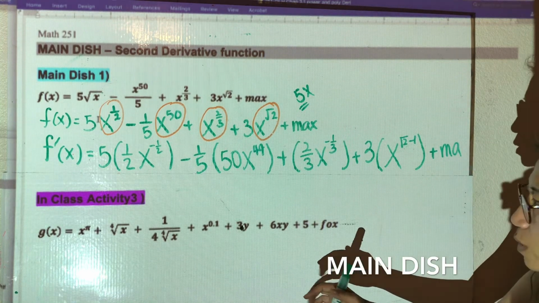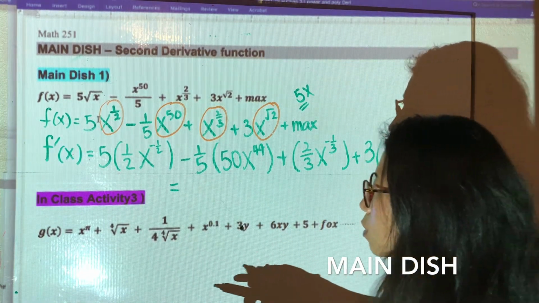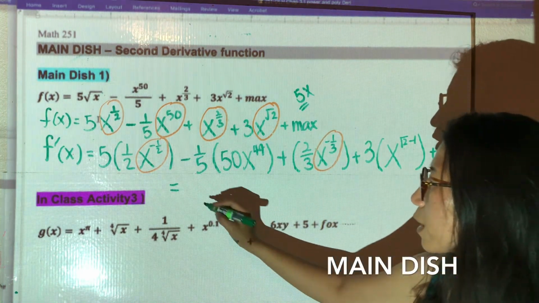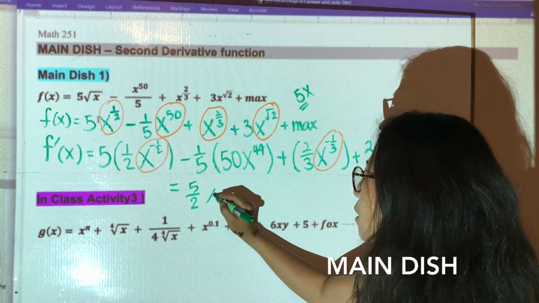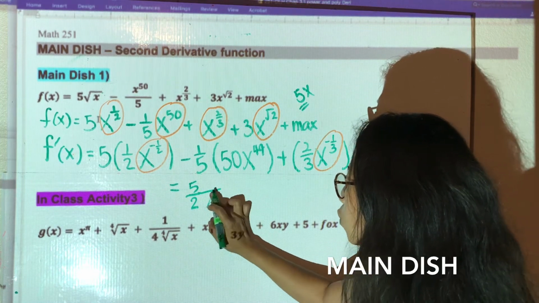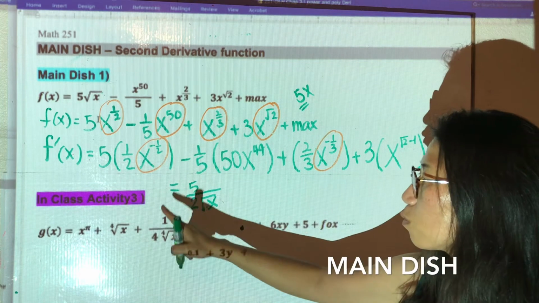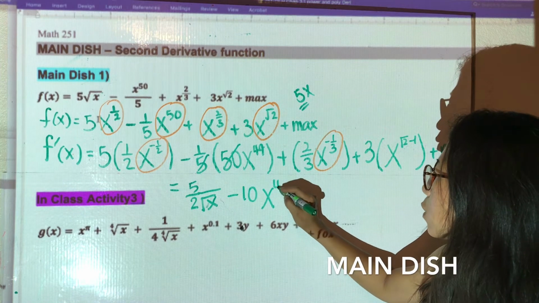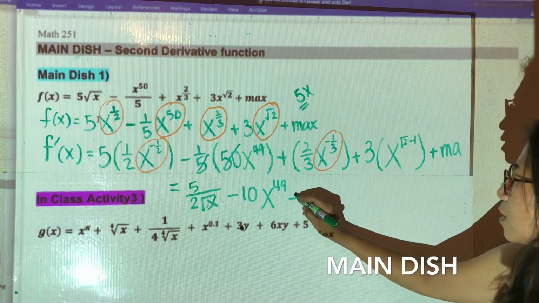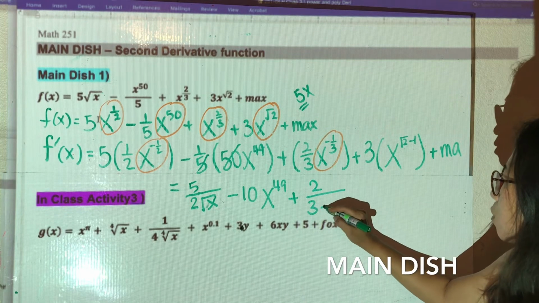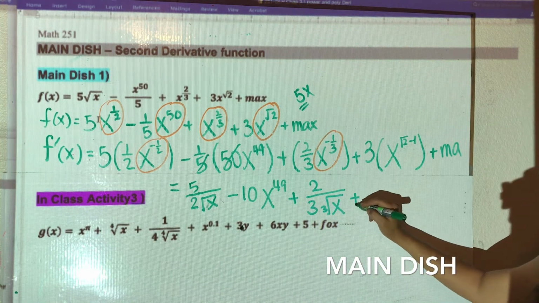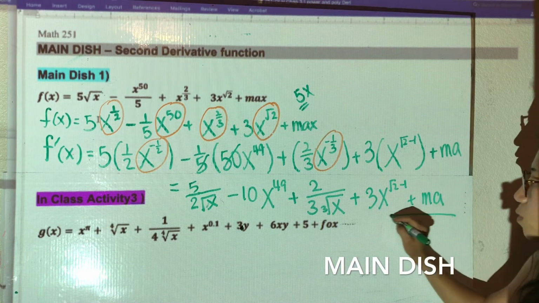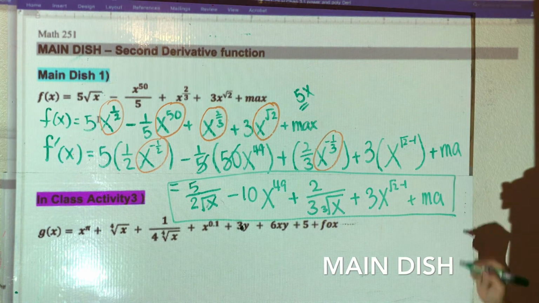So, am I happy with this answer? No, I want you to still simplify all the factors and negative powers, organize it. So my final answer: 5 over 2 times the square root of x, minus 10 x to the 49, plus 2 over 3, again with the denominator as a cube root, plus 3 to the x square root of 2 minus 1, plus m. That's my answer. That was the main dish.